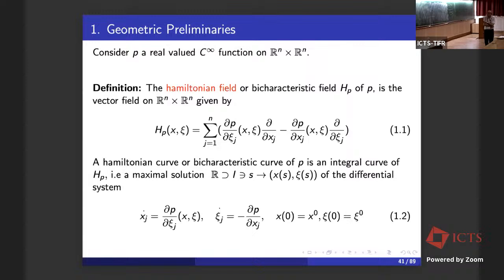These are maximal solutions (x(s), xi(s)) of this differential system: x_j dot equals dp over dxi_j, xi_j dot equals minus dp over dx_j, starting from some point (x0, xi0) of R2n.